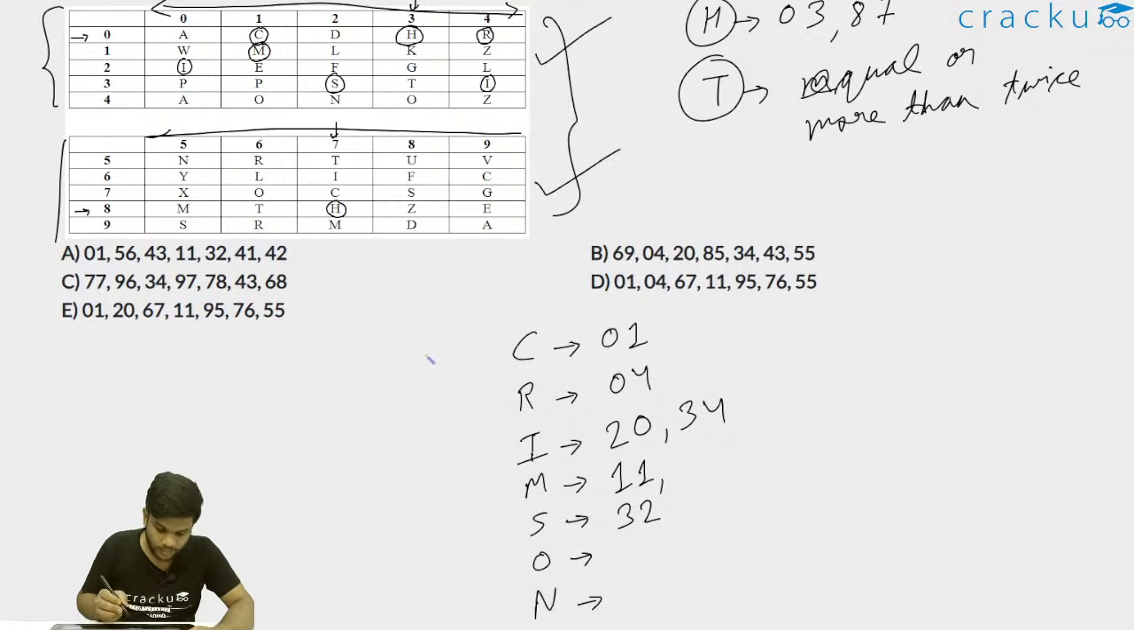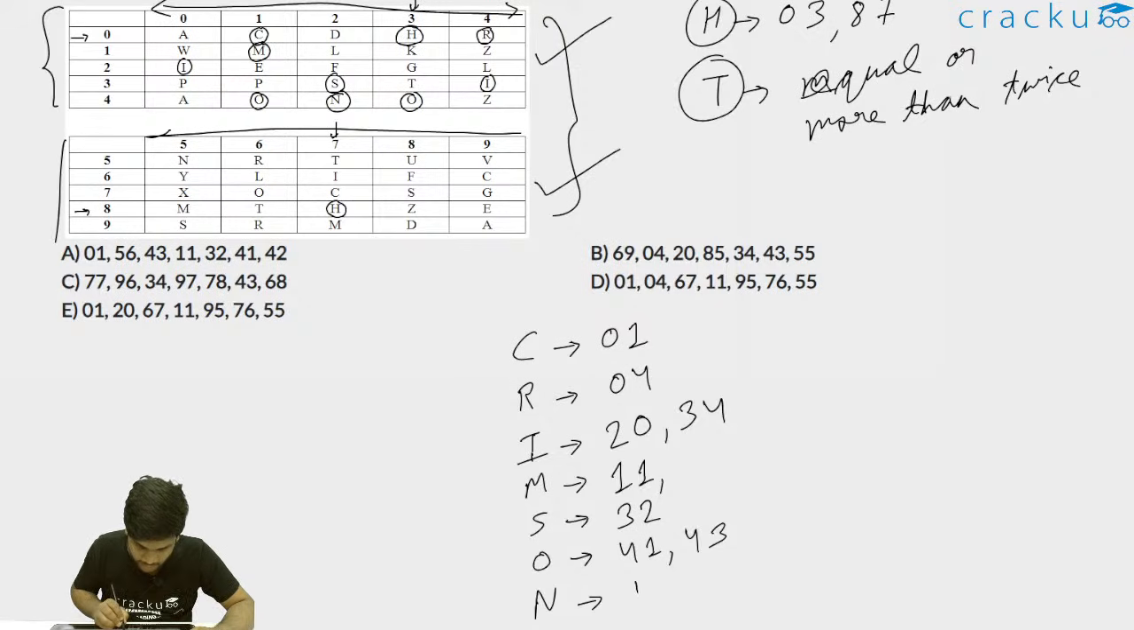Now for O, in the first matrix, there are 2 O's. One O is here and one O is here. So for both of them, it will be 4, 1 and 4, 3. And for N, if we look at it, N is here.